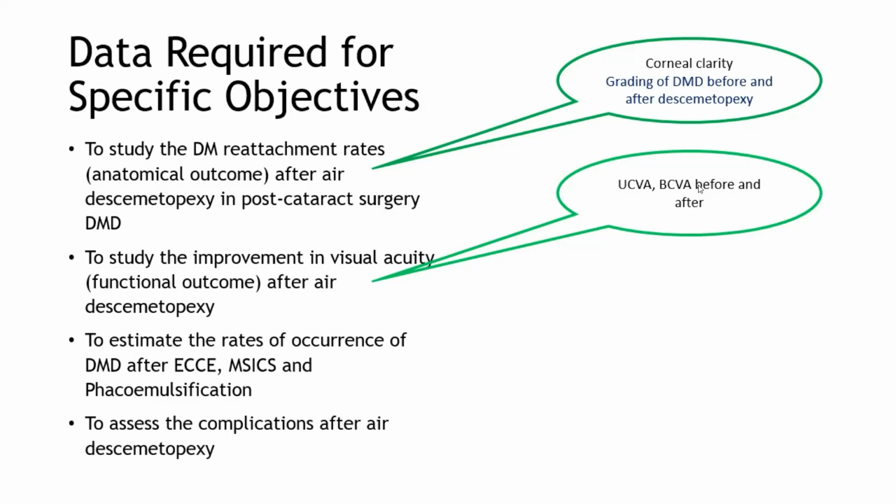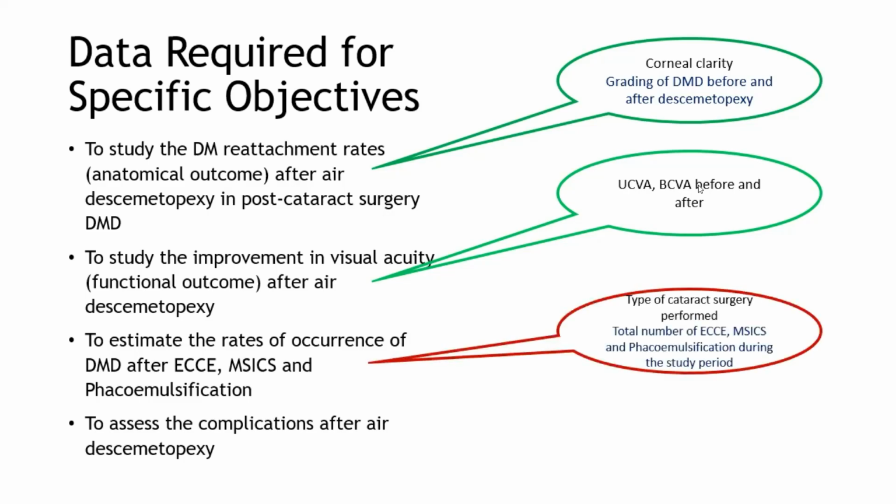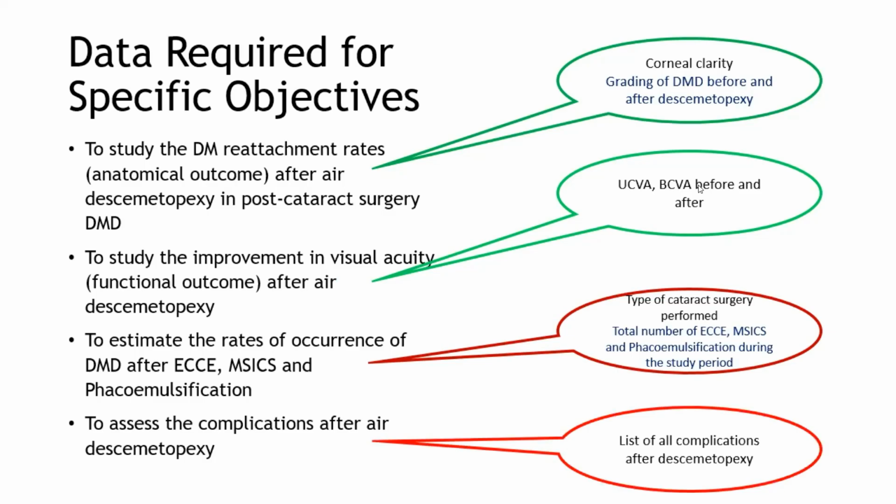So from the case sheet, you need to take out the type of cataract surgery that was done for that particular patient. And from the electronic records, we need to take out the total number of ECCE, SICS, or phacoemulsification done during the entire study period. That will give you the incidence of that particular entity. And finally, we want to assess the complications. From the cases, you see whether there are any complications or nil complications, and list out all the complications which are possible by Descemetopexy.